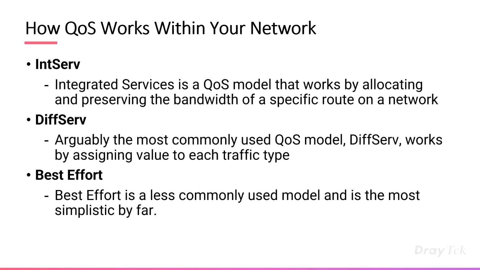Arguably, the most commonly used QoS model, differentiated services, works by assigning value to each traffic type. Admins set the DSCP value ranging from 0 to 63 for each traffic type to classify it according to priority and group the traffic according to its traffic class. Data with a weighty DSCP value will take precedence over the other data types and reach their intended destination without delay or disruption. By the way, DSCP stands for Differentiated Services Code Point.